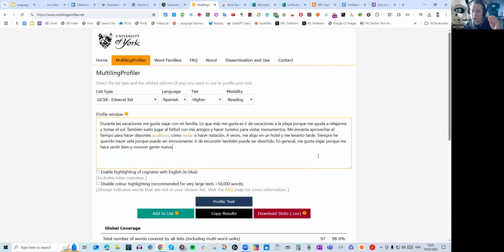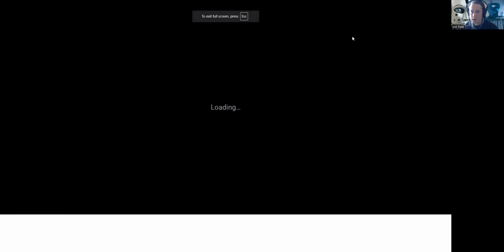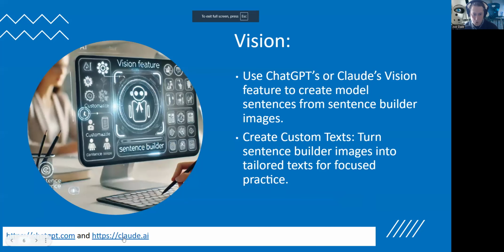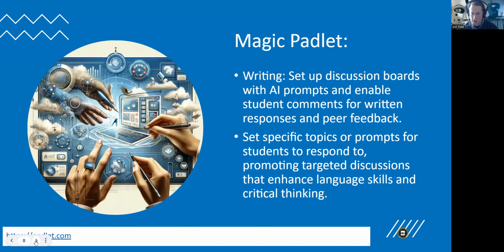There we are. So by using the multilingual profiler, it allows us to work out the percentage of words which are aligned with the vocabulary lists from the GCSE exam boards for AQA, Edexcel, etc. And you can also add in your own custom list as well if you want to, like that. Okay, so that's how you can use the multilingual profiler in conjunction with AI. Okay, you can also do this in Claude, which is a similar tool to ChatGPT. That's the multilingual profiler. And we just had a look at writing as well. So that's all done as well.